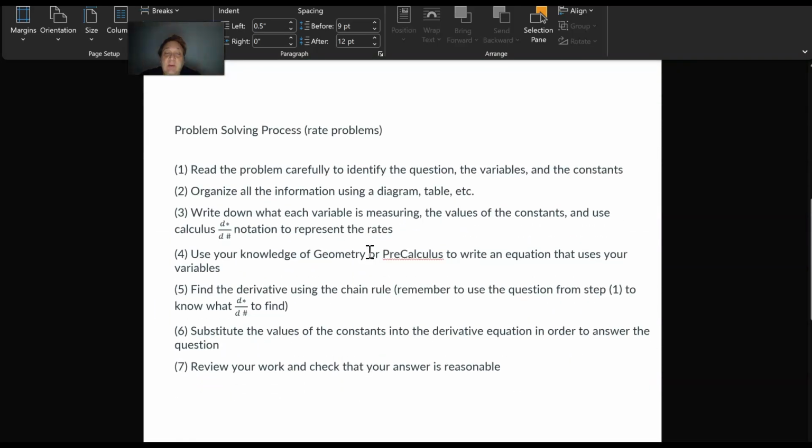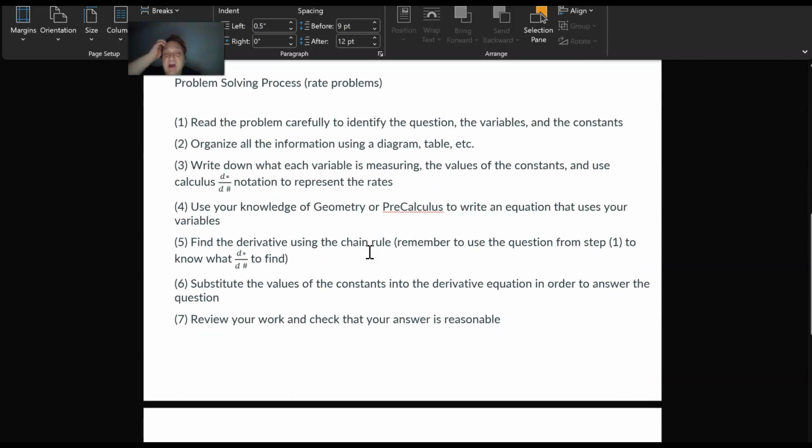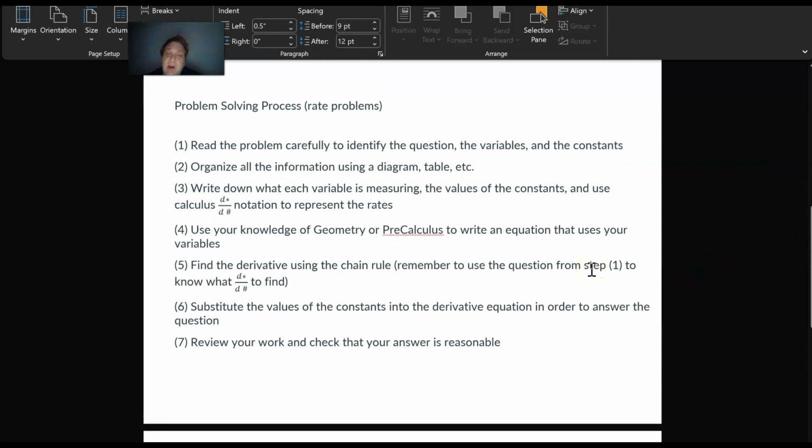And then lastly, what we're going to do is substitute whatever values and constants we have into the derivative equation in order to answer our question, and then review our work and check that the answer is actually reasonable. So that's sort of the problem-solving process that you're going to be practicing for these rate problems.